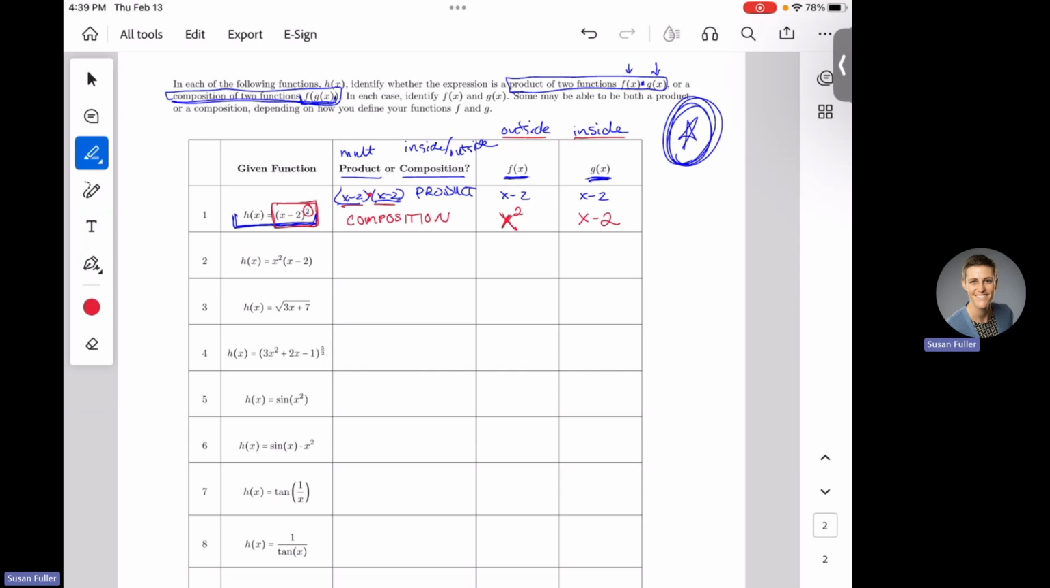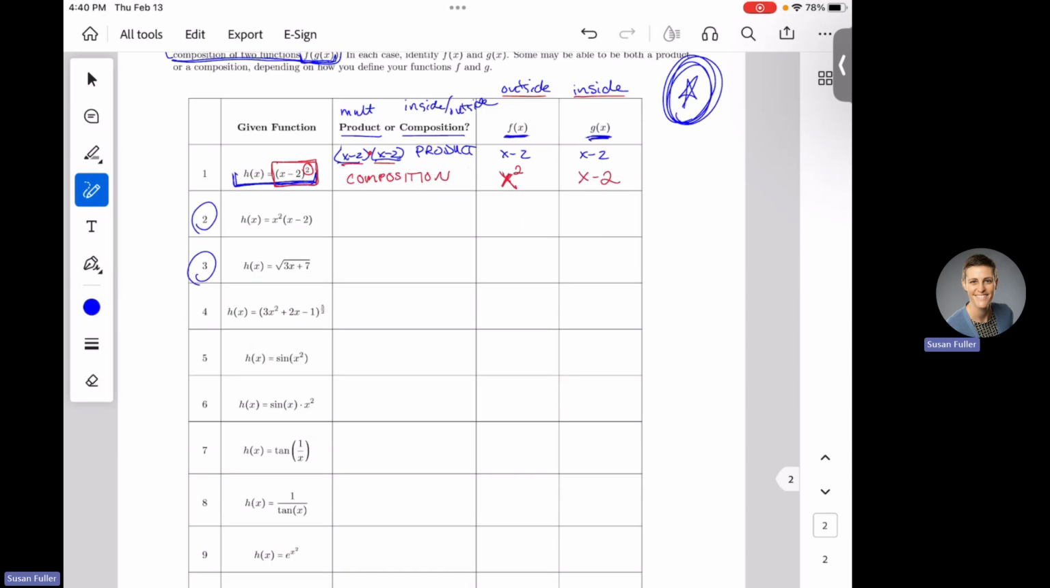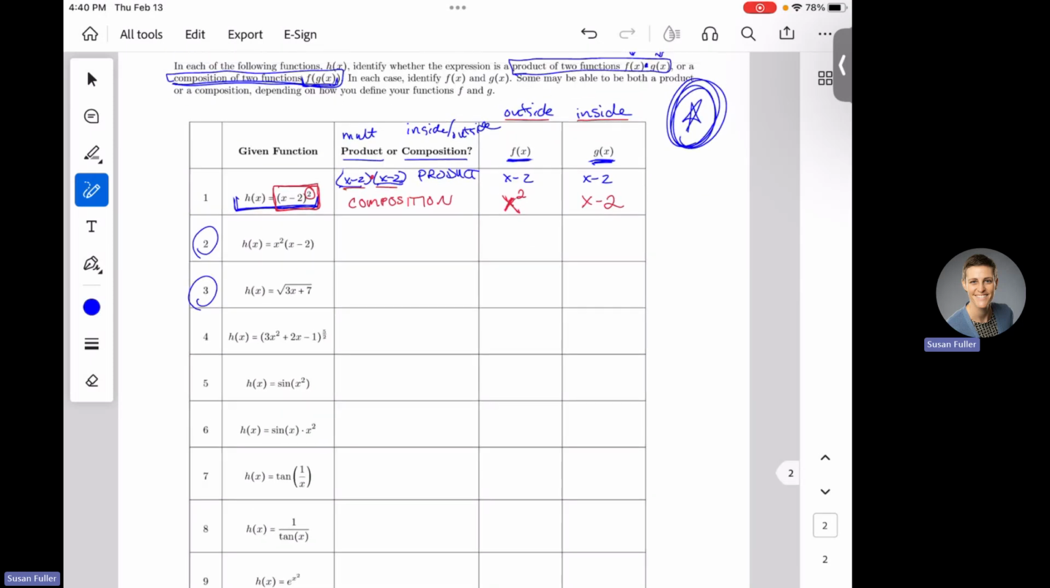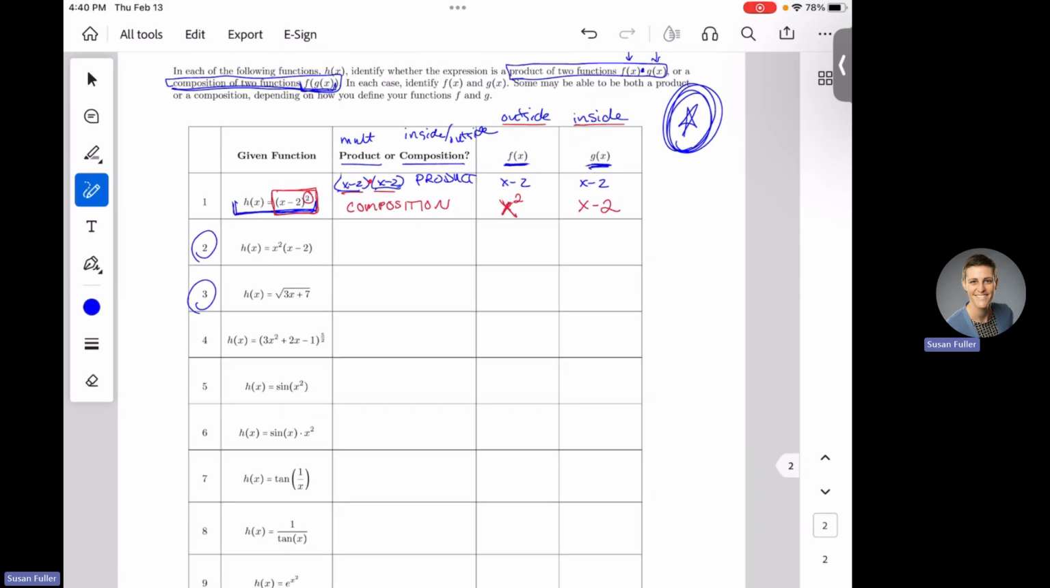So let's do a couple more of these, and then I'm going to kind of let you work because I want your brain to sift through some of these and figure out what's a product and what's a composition. So I'm going to do these next two, and then I'm going to have you do the rest of these for Tuesday so that your brain starts seeing inside and outside function, or first and second function for multiplication. Okay, so is this an inside function, an outside function, or is this one function times another function?